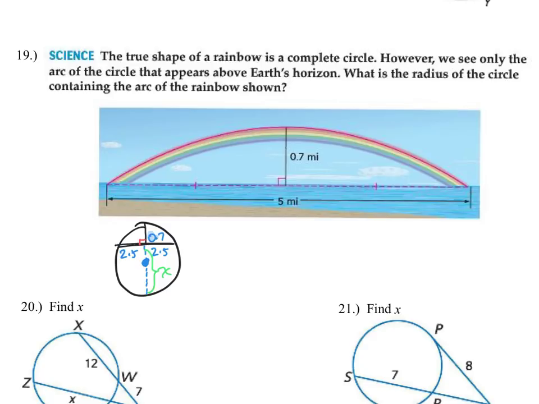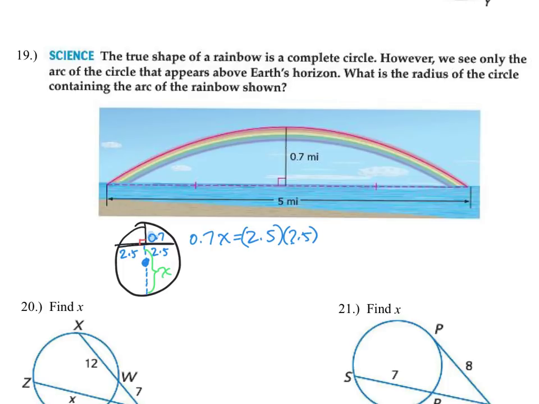So now what you see is two chords that are intersecting inside the interior of a circle. So we know that the product of the pieces of one chord would be equal to the product of the pieces of the other chord. So in other words, 0.7 times x is equal to 2.5 times 2.5. Okay, so I just took this piece times this piece, the product of the pieces of one chord, and set it equal to the product of the pieces of the other chord.